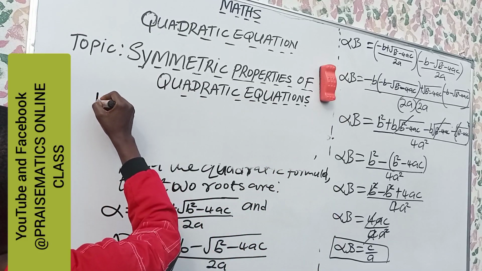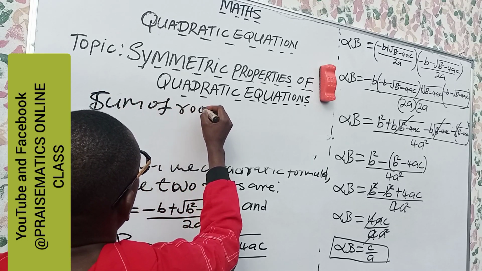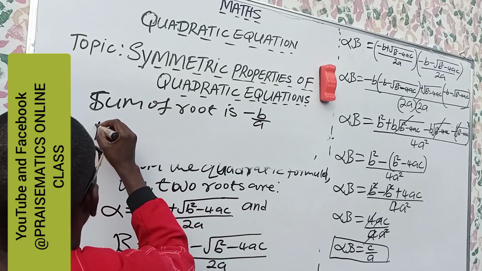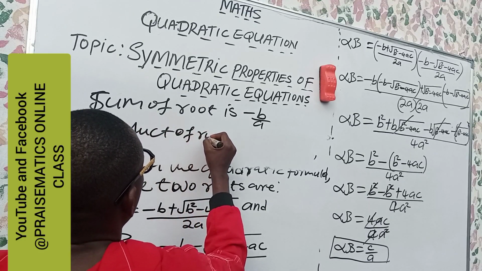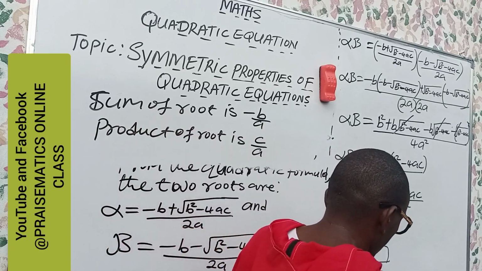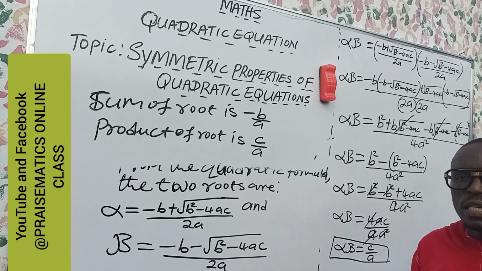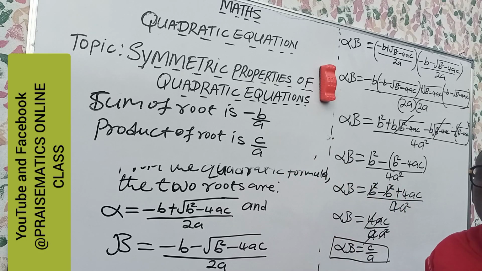Now we have the sum of the given roots, which is minus b over a, while the product of the roots is c over a. So we are going to make use of them while solving questions. It's very, very important. That is how to prove the symmetric properties of the summation and the product of the given roots. In the next class, we are going to give a question, apply all these things on it and solve it. Then you will know how to use them in solving questions.